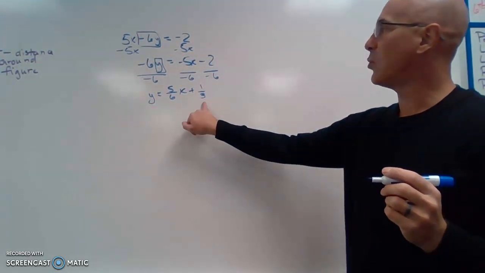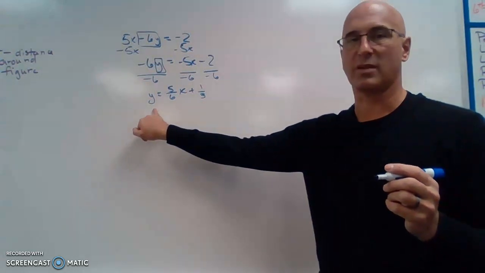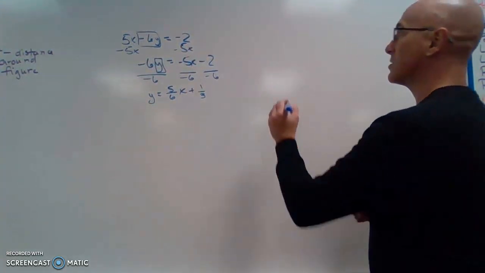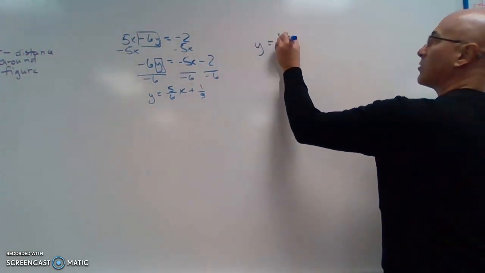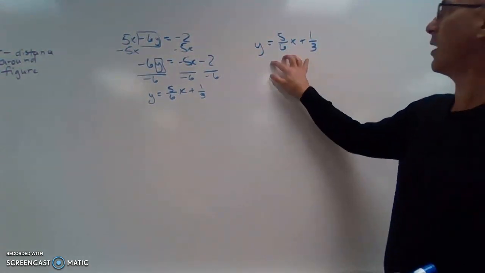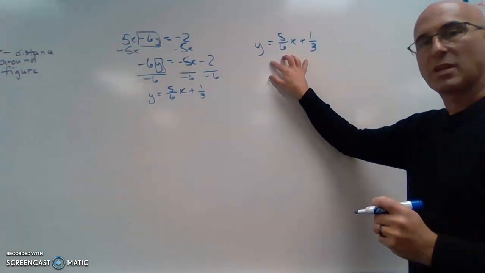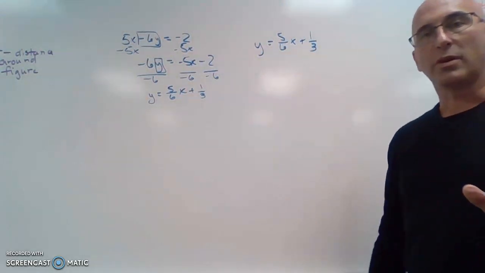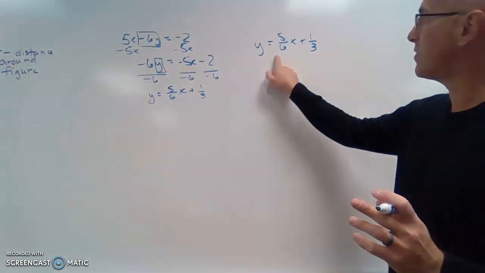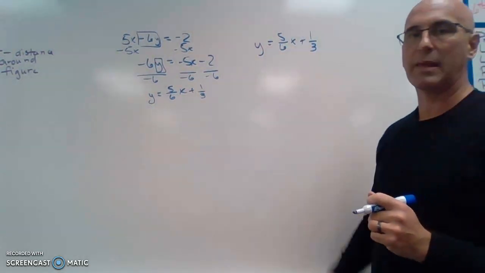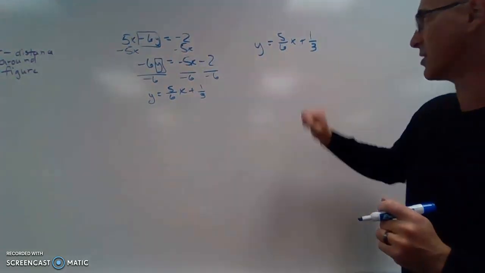Now say we started with this slope-intercept form and we had to go back to standard form. So let's write that over here. y equals 5/6x plus 1/3. Okay? So the first thing we're going to do is get rid of the fractions. If there's any fractions in your slope-intercept form, let's get rid of them. And we do that by multiplying the entire equation by the least common multiple of your denominators.